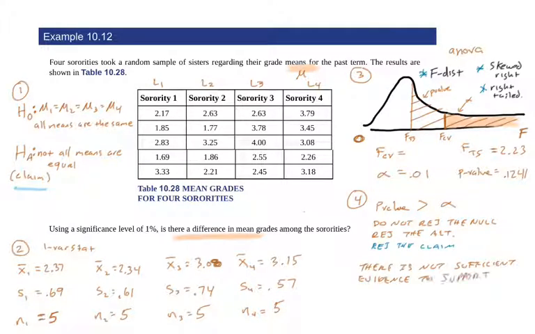Since the claim is the alternative, we are allowed to use language like support. So there is not sufficient evidence to support the claim that not all means are equal.